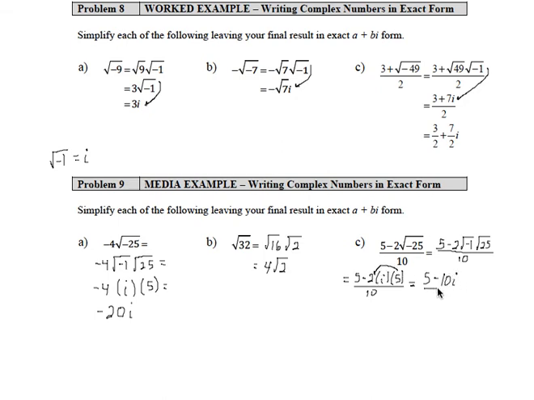10i over 10. Now, I want to write this as a plus bi, so I want to break up this fraction, and I can do that as 5 over 10 minus 10 over 10 times i, and then I can reduce each one. 5 over 10 is the same thing as 1/2, minus 10 over 10 is really 1, so I can just write this as 1/2 minus i.